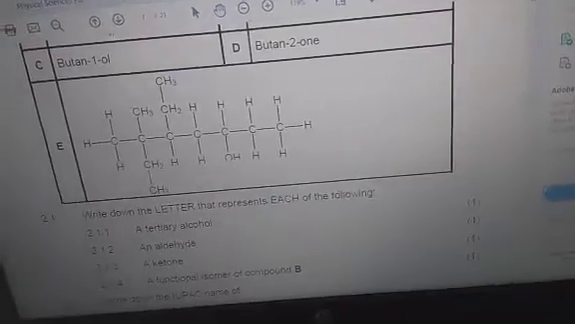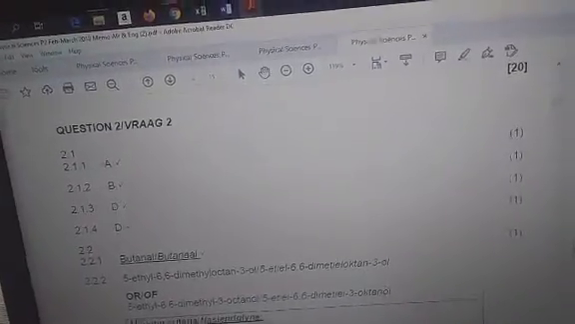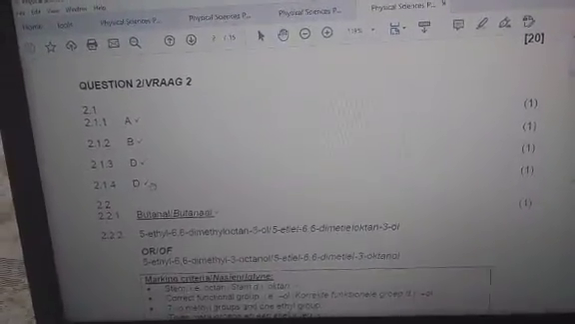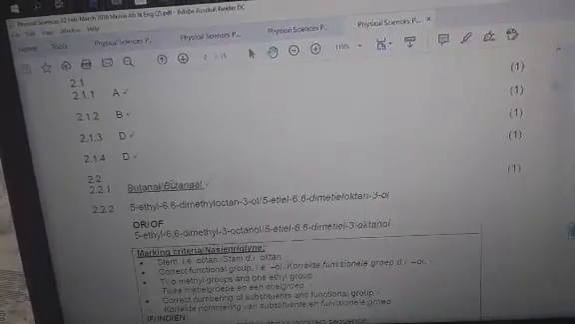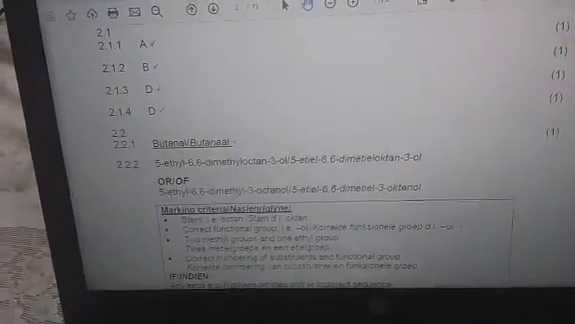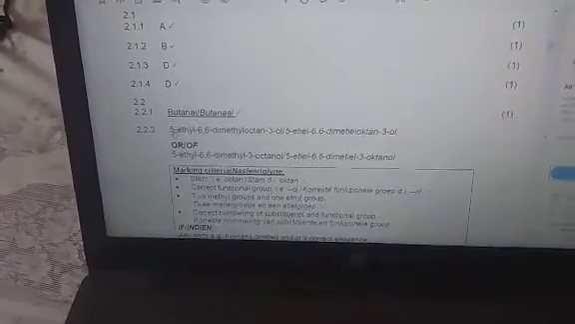Okay, let's go and see on the memo what they're saying there. As we said here, those are the answers we have. It's butanol. That's what I said. I don't remember what to call that. So it's butanol, with the name ending in -al. Okay, it's butanol. What about this one?